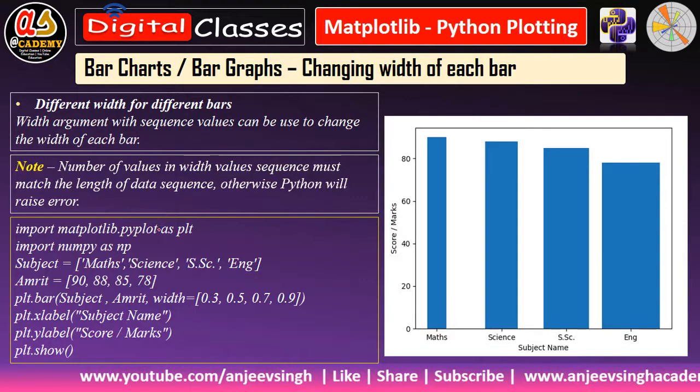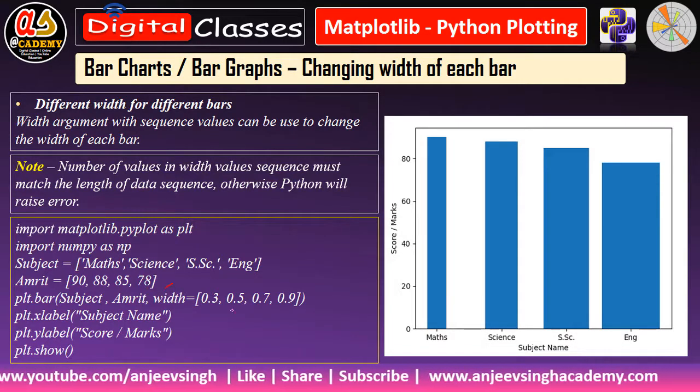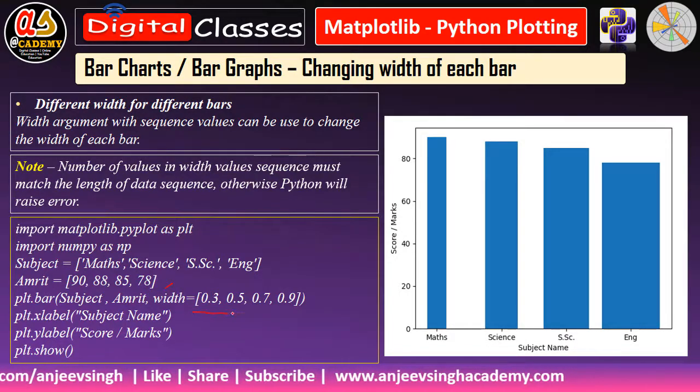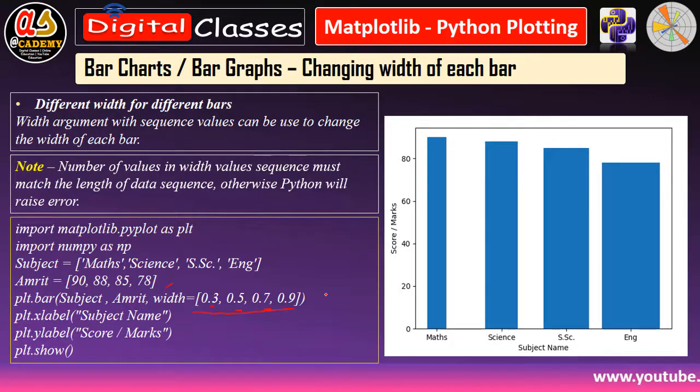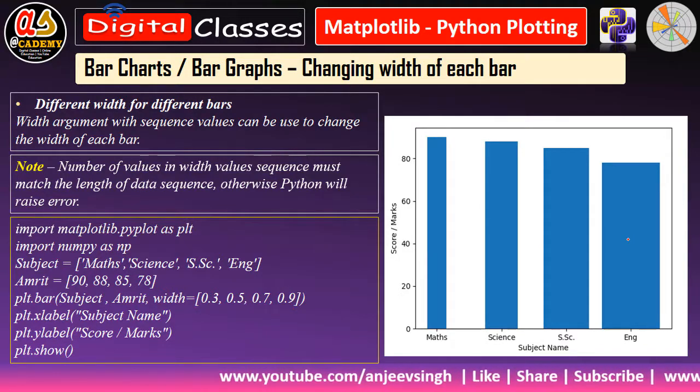What I did here, these are our data, and now I have written width, and now I'm giving the width values here. The first bar width is this, second is this, third is this, and fourth is this, and accordingly you can observe the width of each bar is going to increase because it is in increasing order. So in that way it's giving you the output.